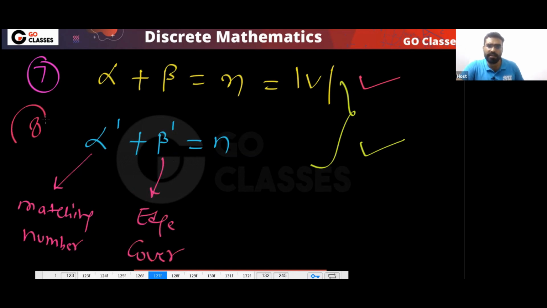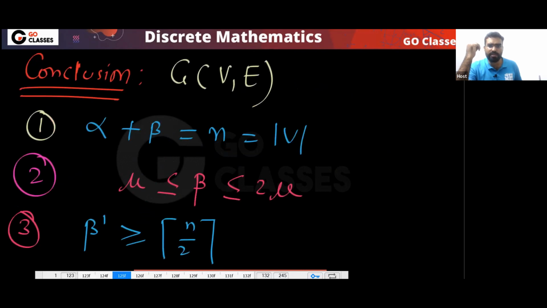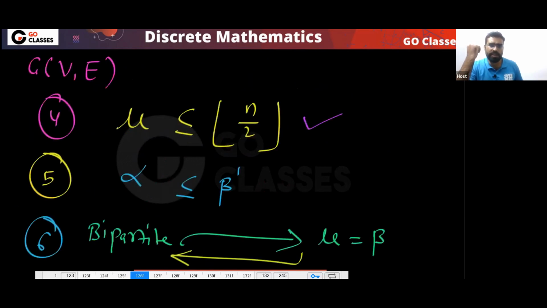So this is the complete explanation, the summary. Is this summary clear? These things will help you a lot, like edge cover is greater than or equal to n by 2 ceil, and matching number is less than or equal to n by 2 floor. Koenig's theorem will also help you. This side is not true.